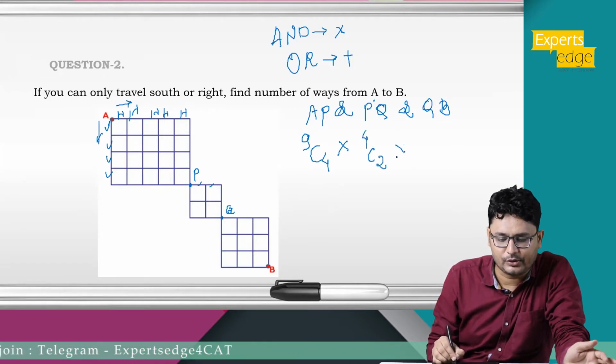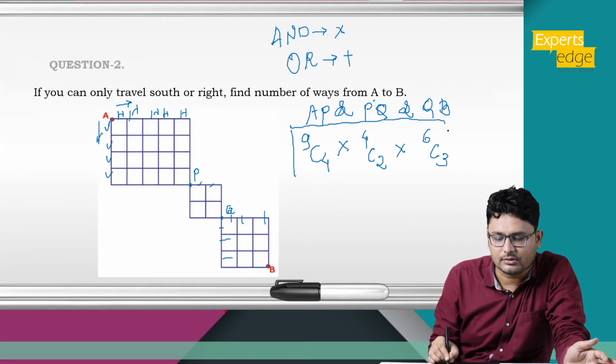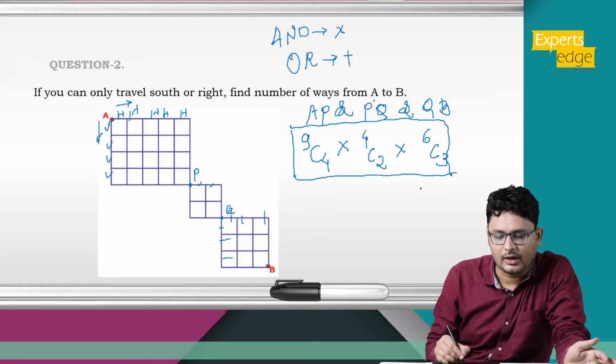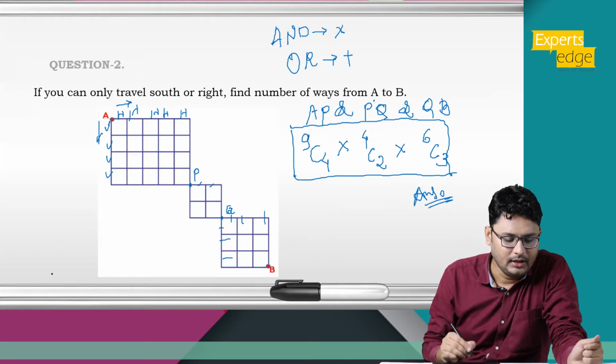C2 into Q to B, 3 horizontal, 3 vertical. So again the answer should be 6. C3. So this is the answer of this question, right? I hope you got this point, how to solve a normal typical paths or routes question.